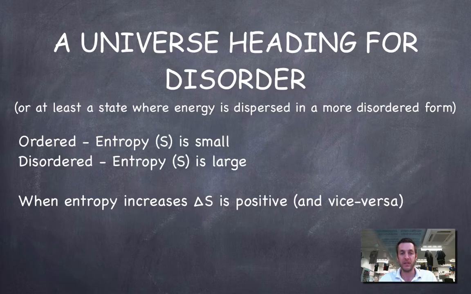If you're ordered, it means your entropy is small, and if you're in a disordered state, you've got a higher entropy than you would if you were ordered. So your entropy is large. The entropy of the universe is increasing as it becomes more disordered. So a change in entropy, delta S, is a positive quantity when the entropy increases, in other words, when things become more disordered. And vice versa, of course.